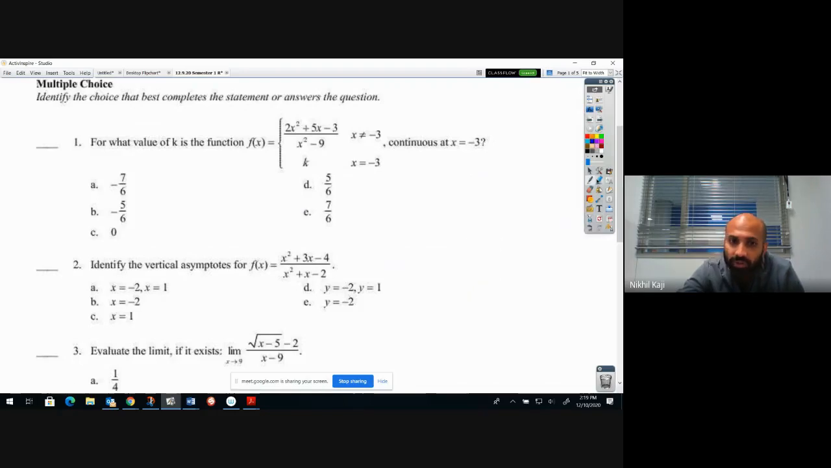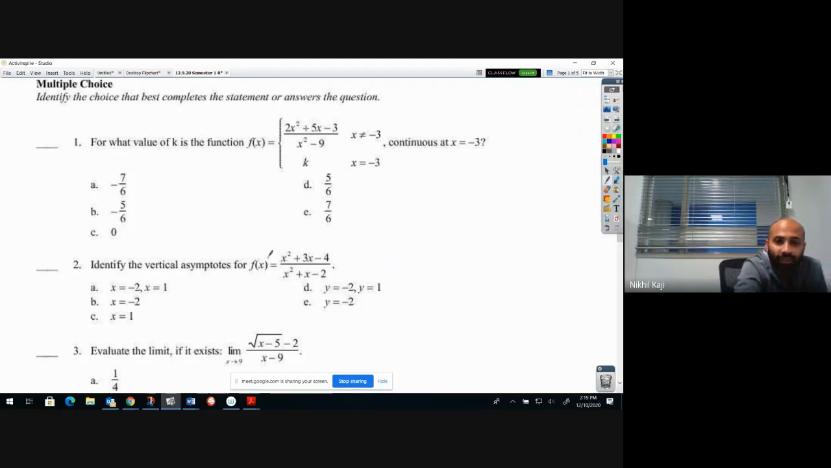Number 2, something similar, but it wants us to identify the vertical asymptote. That's when the bottom equals 0. A common mistake is people want to factor the bottom right away and get x plus 2, x minus 1, so they want to say there's 2 asymptotes, one at -2, one at 1. That's not true, because we have to factor the top out and get x plus 4, x minus 1. The reason why is that the x minus 1's cancel out.